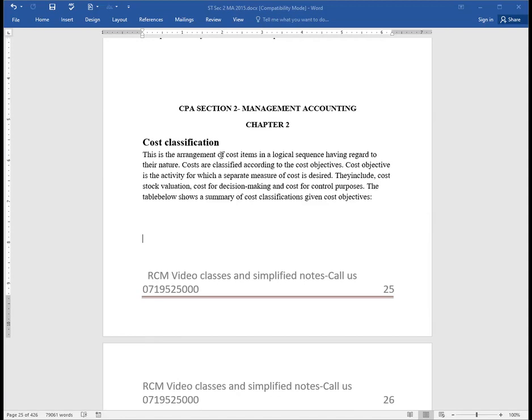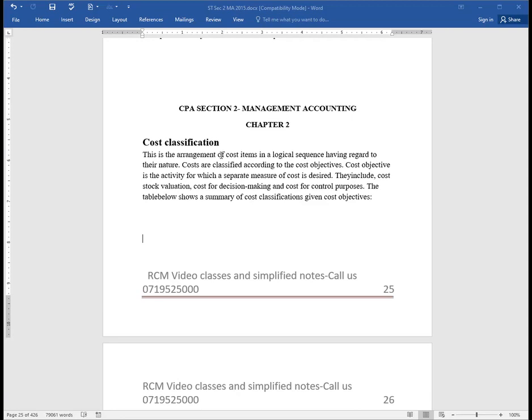They include, for example, the valuation of our stocks. So then we'll be having costs classified in accordance to stock valuation. How do they relate to the costs? Costs for decision making, I would of course want, ladies and gentlemen, to cost products in a way that will help us achieve this most important activity in an organization called decision making. Then we have got costs for what here? Control purposes. Very, very important.